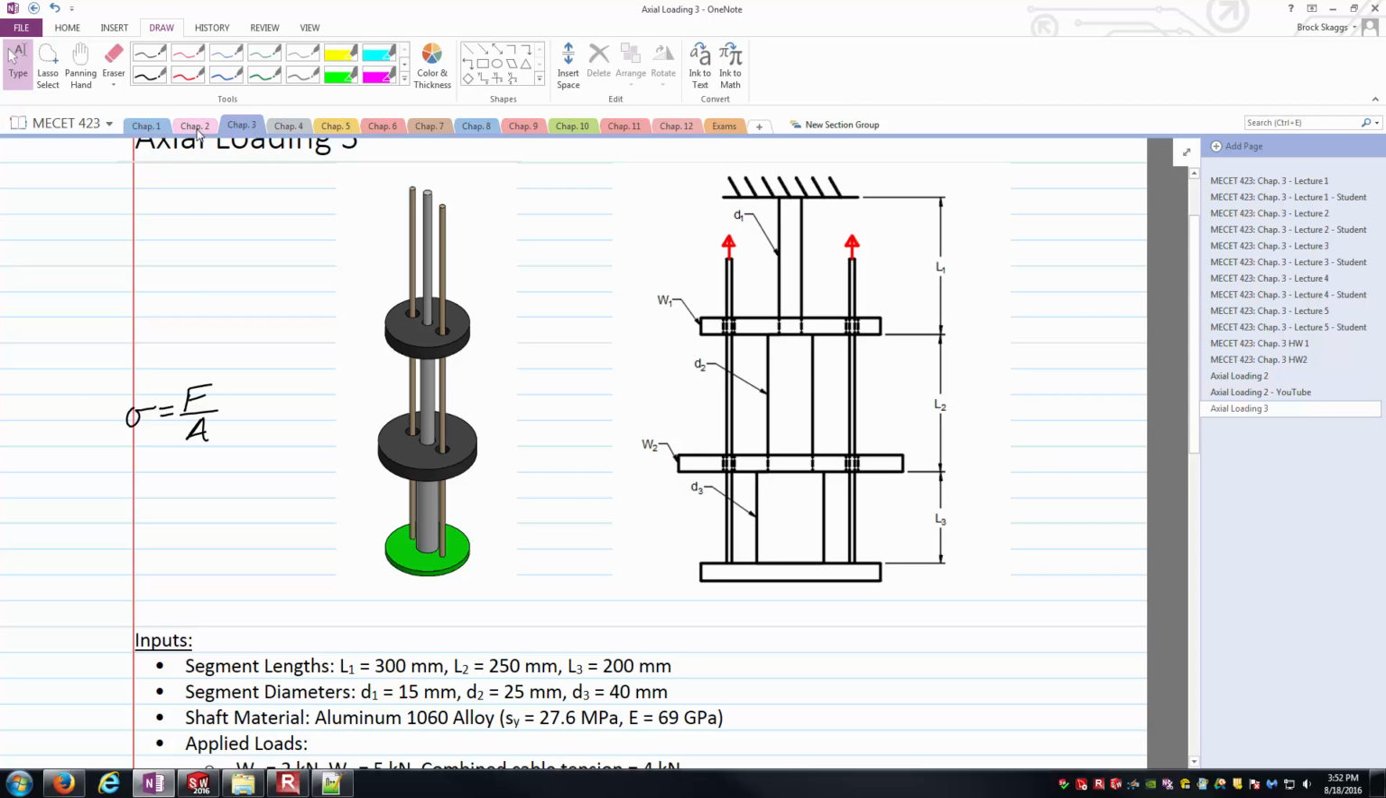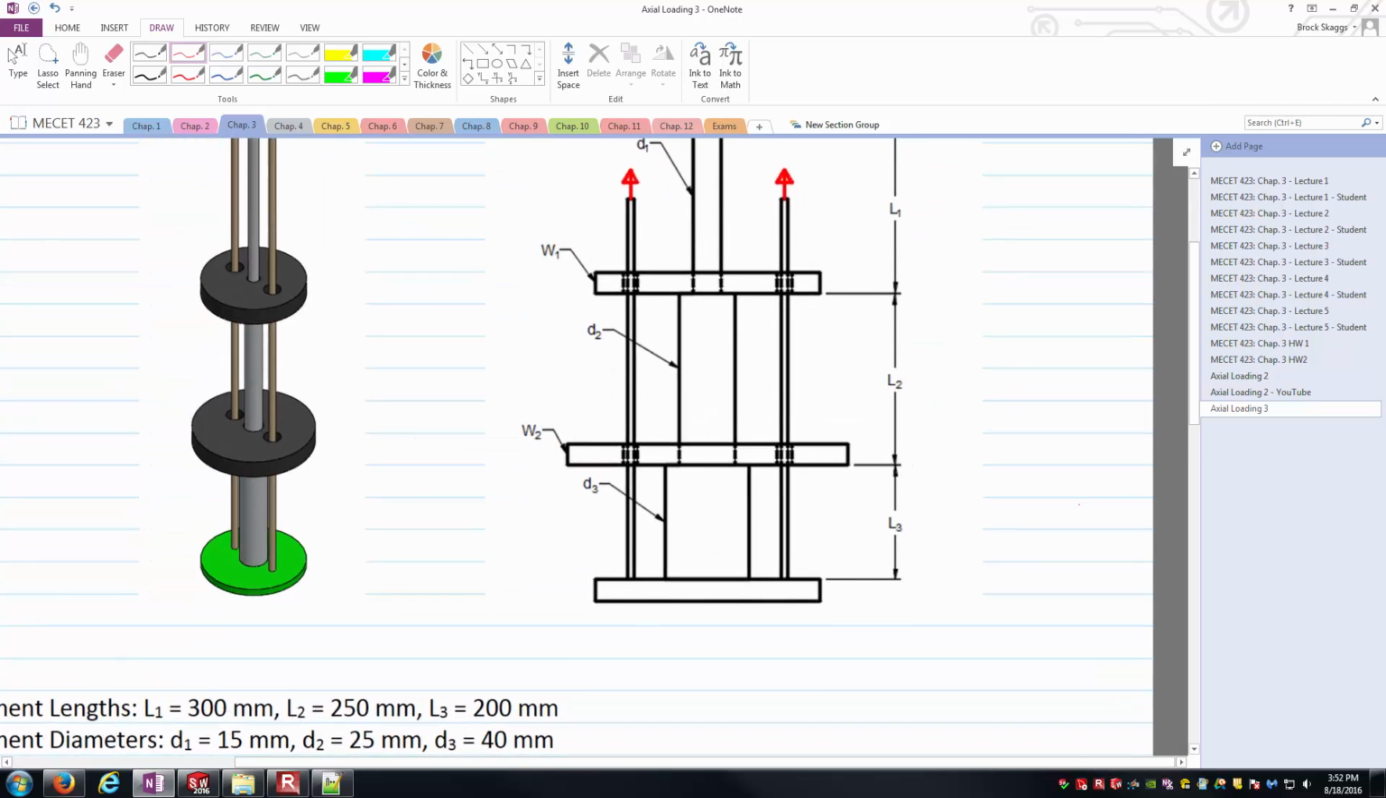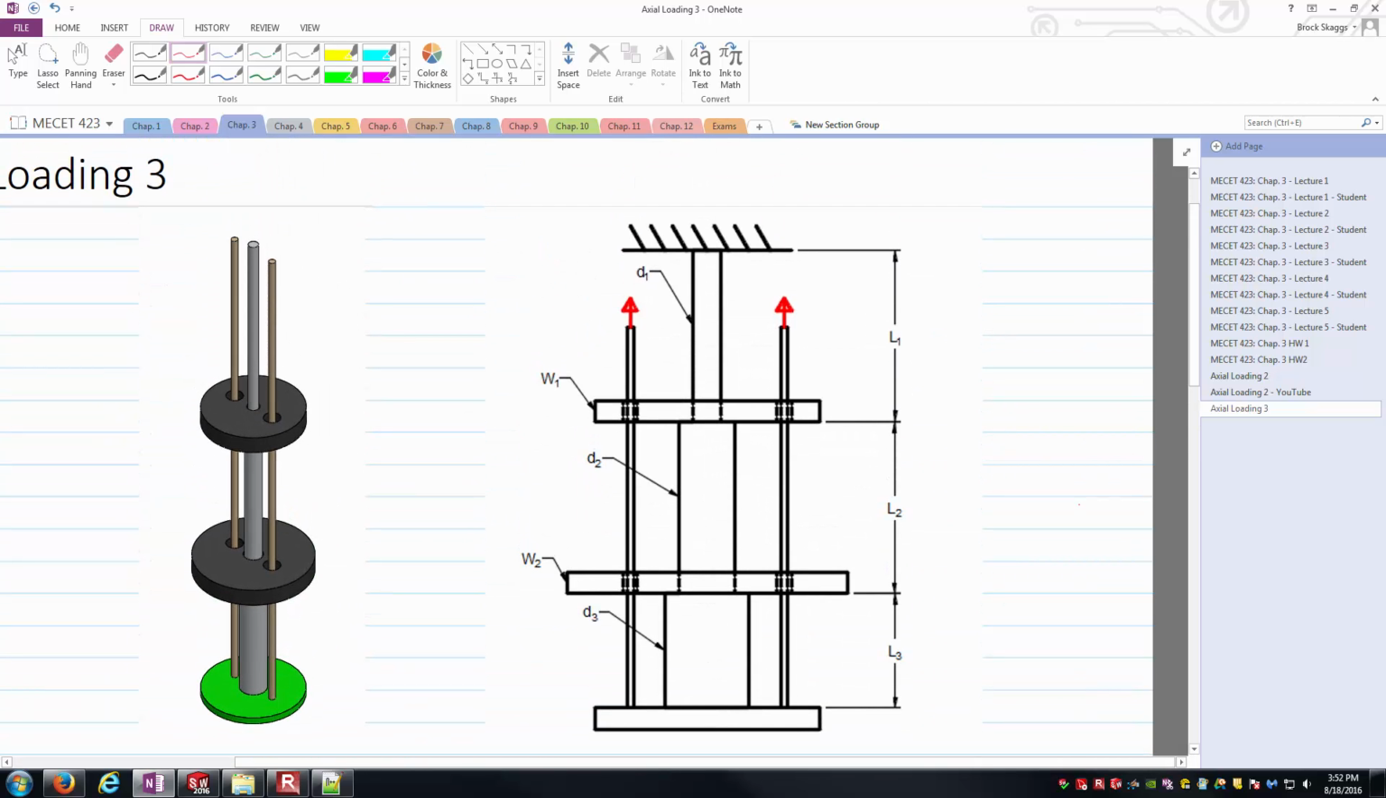Well, the best way to do it in my mind is to always draw free body diagrams, write your equilibrium equations, and then just let the math tell you what the force in each section is. And so you've got a number of different options inside of free body diagrams. For this problem itself, I'm going to draw a free body diagram first to uncover the force carried by section 3. That's the very bottom section.